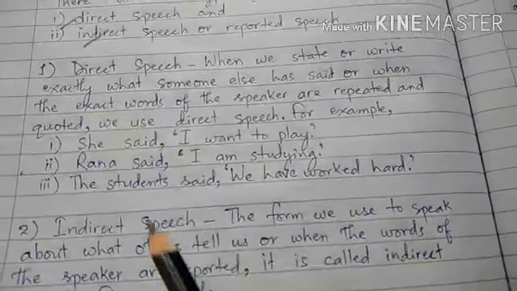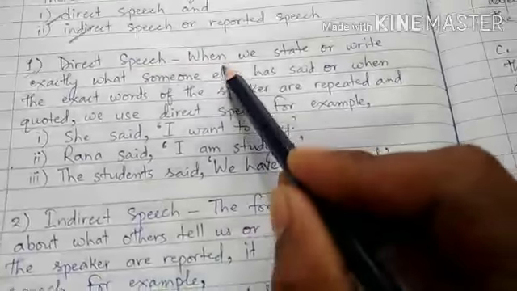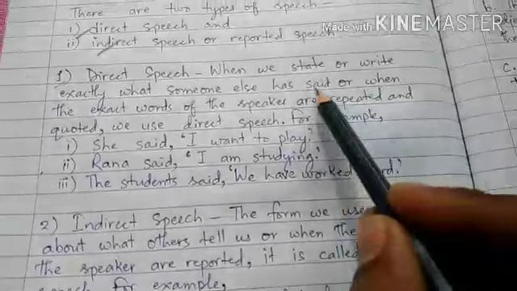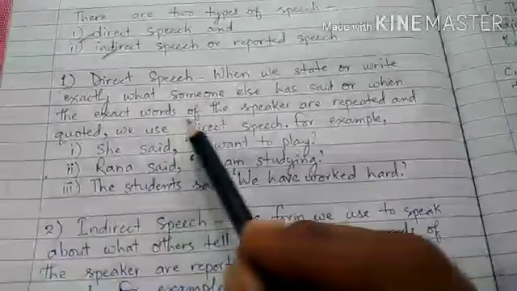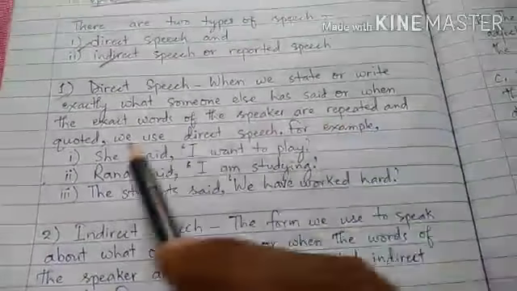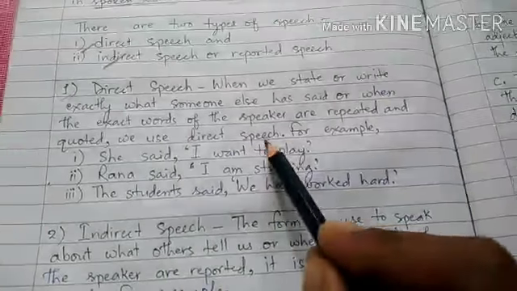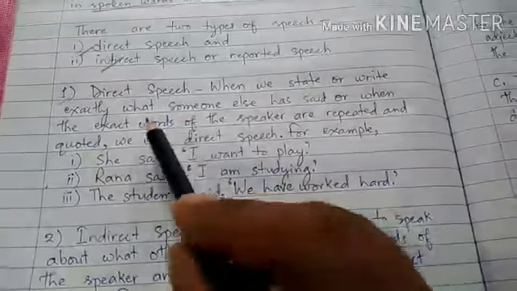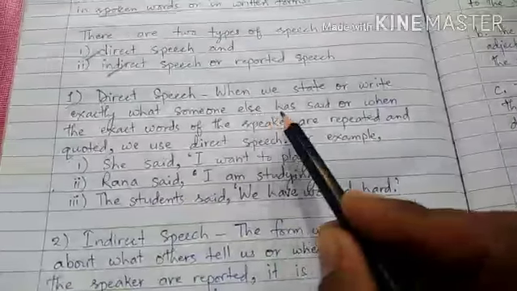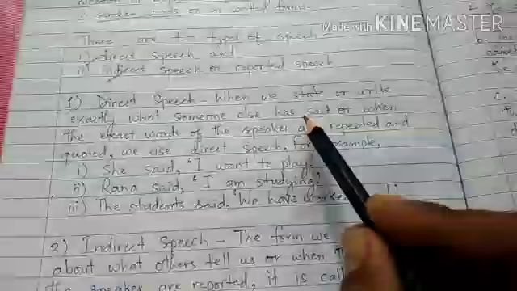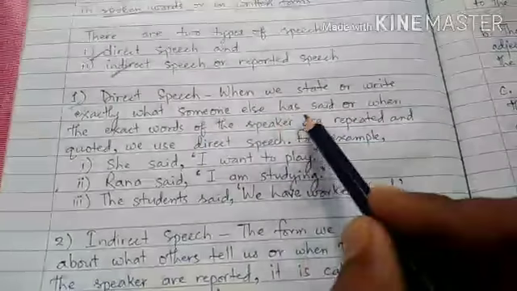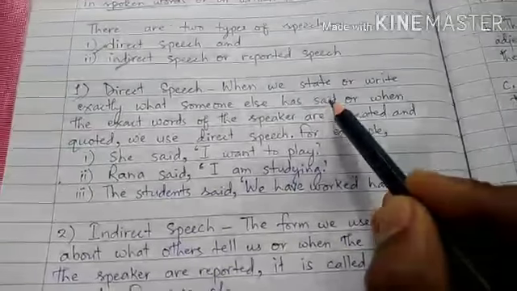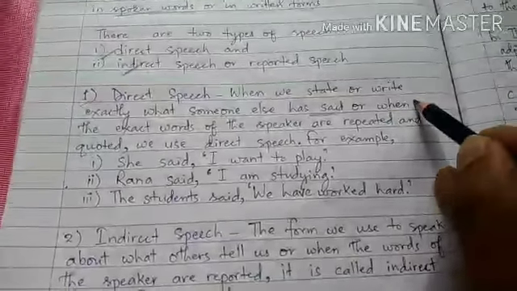So let us see what is direct speech. Direct speech. When we state or write exactly what someone else has said, or when the exact words of the speaker are repeated and quoted, we use direct speech. For example, see, what is direct speech? When we state or write exactly what someone else has said. Who has said this? We can say this person who has said that something is a reporter.